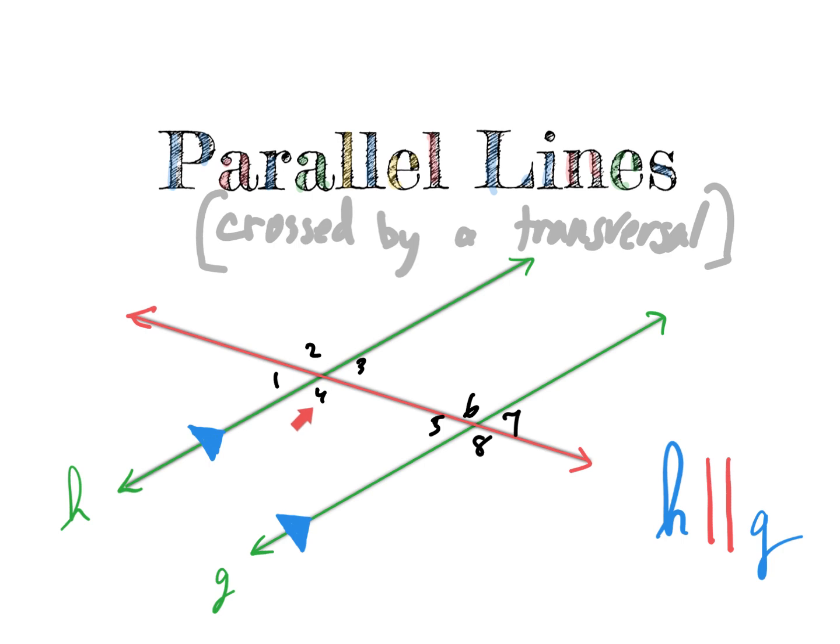So what happens to be true about same side interior, those consecutive interior angles like 4 and 5? Or what about corresponding angles like 1 and 5 when these lines are parallel? When the green lines are parallel, we have a lot of relationships about these angle pairs, and here we summarize them from class.